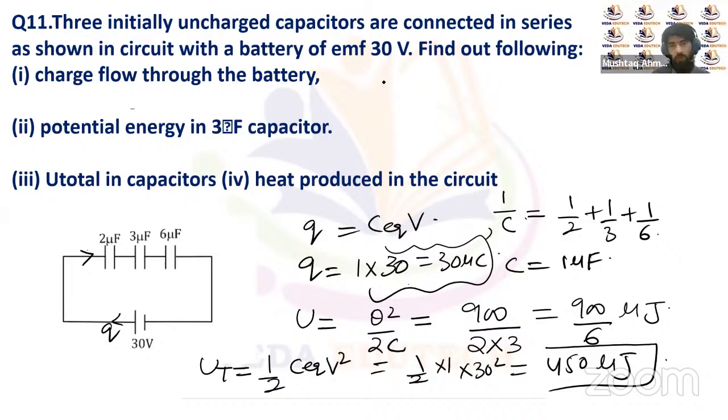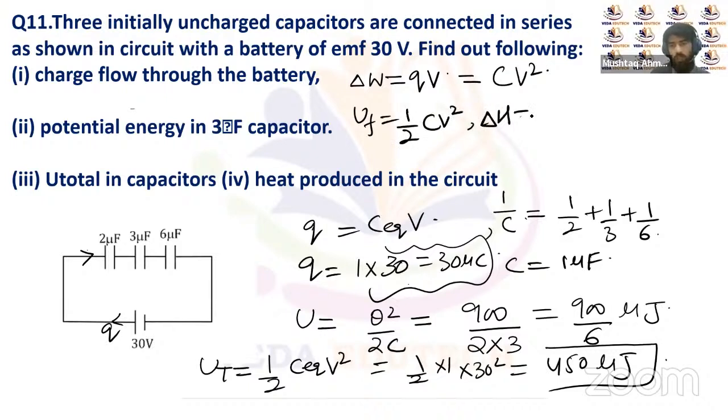And the total heat produced here will be, the work done by the battery is the charge supplied by the battery with the EMF V, right? It will be Q multiplied by V. We can replace Q with CV, so CV square will be the work done by the battery. And the amount of energy stored in the capacitors is half CV square, or we can say the heat produced is also equal to half CV square. So the heat produced here has to be equal to half C equivalent V square.